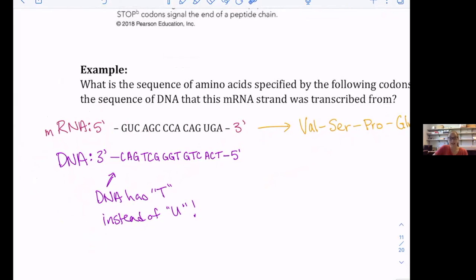Now we have A here, and the tricky part is that we need to remember that in DNA, we have a T, not a U. So the base pair for A would then be T, not U. So being careful to make sure that you're using T or U correctly is important. So we'll just go through all of those base pairs and write it out that way.